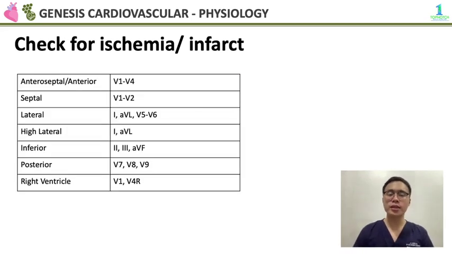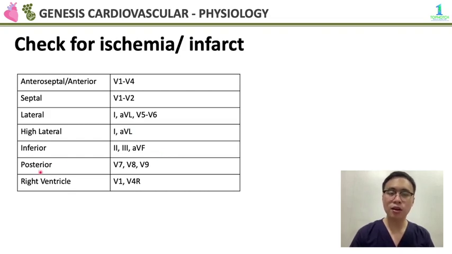So again, how do we say they are contiguous? If you have V1 to V4, this would represent anteroseptal. If you have V1 to V2, T-wave inversions, ST depressions, or ST elevation, that would represent septal. You have V5, V6, that's lateral. High lateral would be 1 and AVL. Inferior leads, you have 2, 3, AVF.